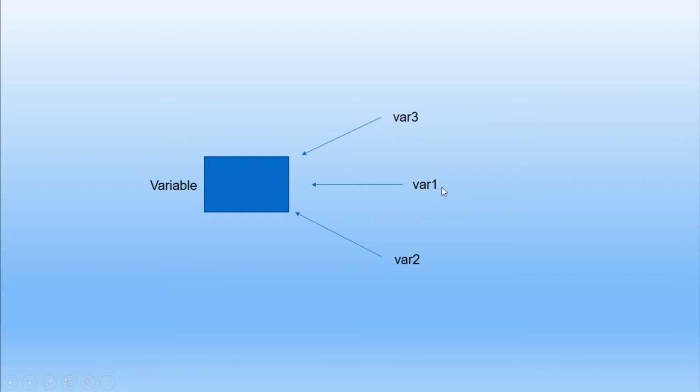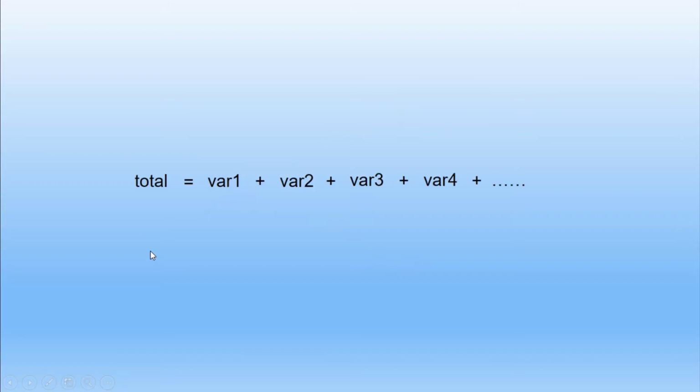A drawback to this method is that if you have 20 different variable names to be assigned values, you need 20 separate assignment statements. Now, for 20 different variable names, the statement that calculates total sales will be unwieldy, such as total equals var1 plus var2 plus var3 plus var4 plus and so on. This method might work for 20 values, but what if we had 10,000 values to compute?